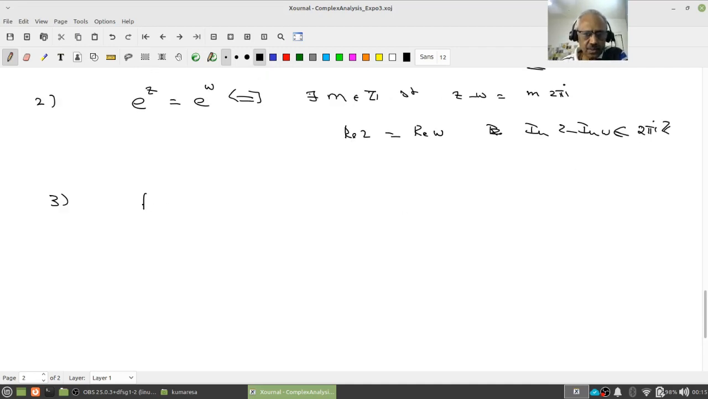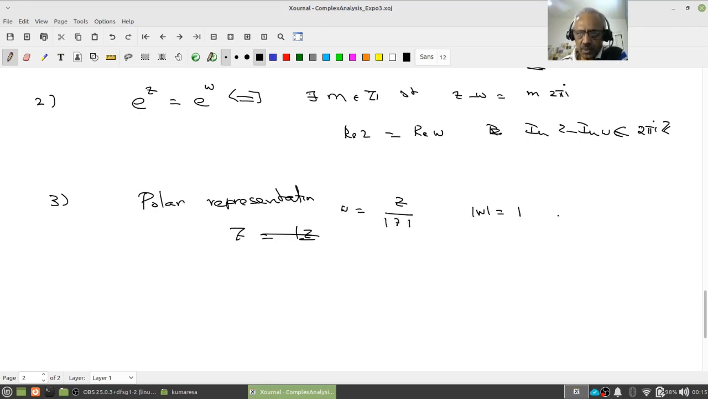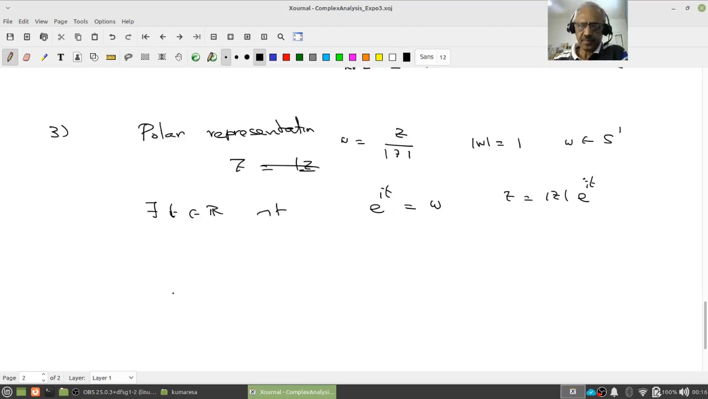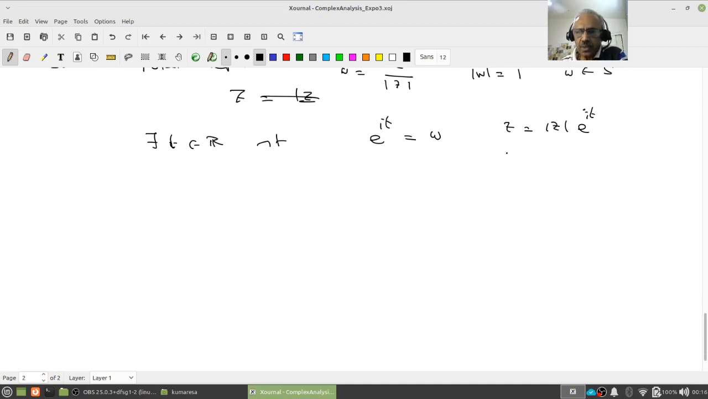The next thing is the so-called polar decomposition, the polar representation of a complex number. Given z, let us look at z by mod z. This is a complex number w. What is its absolute value? It is 1. Therefore w belongs to S1. Therefore I know there is a t in R so that e^(it) is w. That is the same as saying my z is mod z times e^(it). And this t is not unique, as you know. So this is called the polar representation.